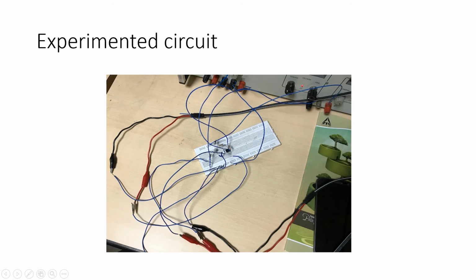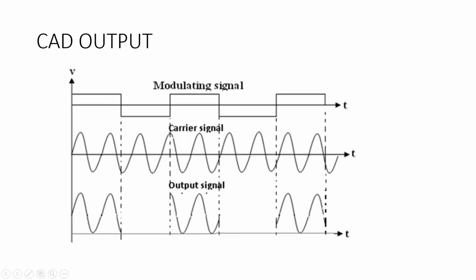Okay, so this is what we implemented, the experimented circuit. This black one over here is the IC741. It's not visible, and the other black wires are from the oscilloscope and the wave generator. So this is the CAD output we get. This is the modulating signal which we are giving as input. This is also the carrier signal which we are giving as input, and this is the output signal, the ASK modulation, after the modulation.